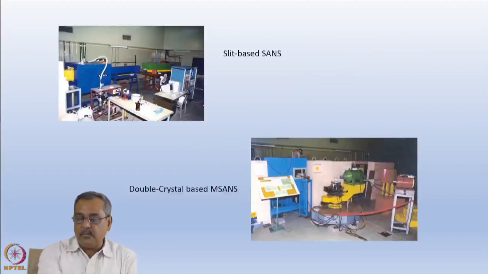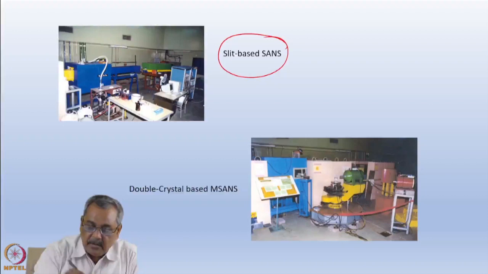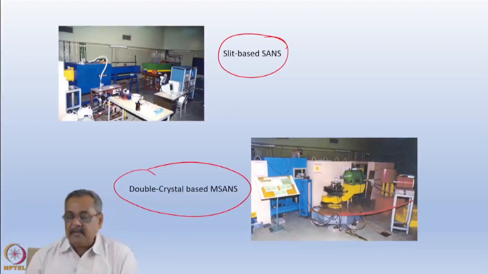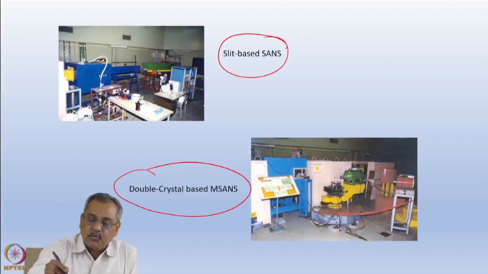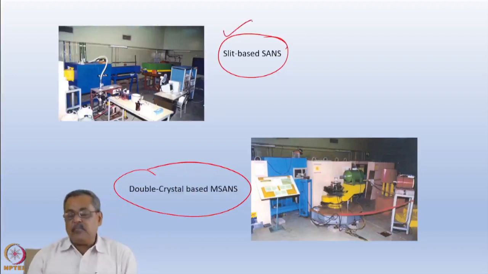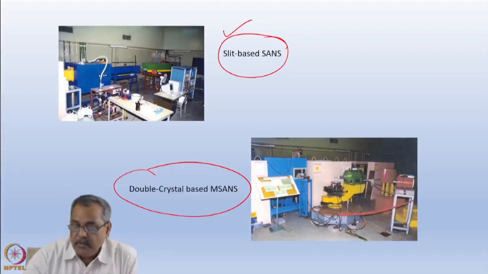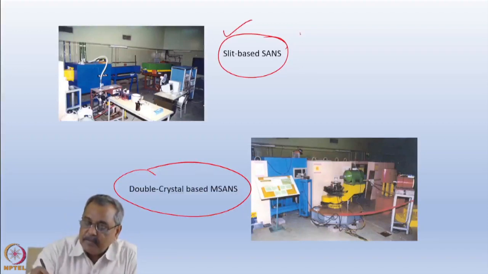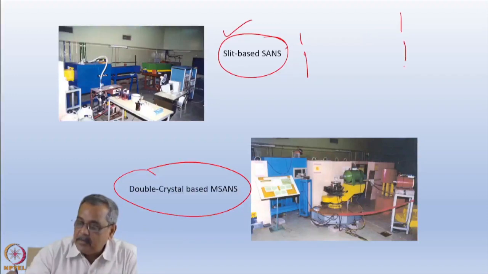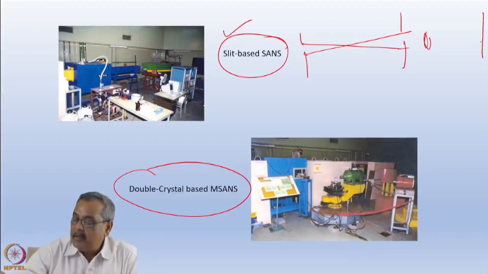And I also discussed with you the two instruments that we have in Dhruva. One is the slit-based SANS, and there is the double crystal-based SANS. The slit-based SANS is the most commonly used instrument in most of the sources, because here we use primarily a long flight path. So you have a large distance between two slits that dictates the resolution. Then you have a sample.